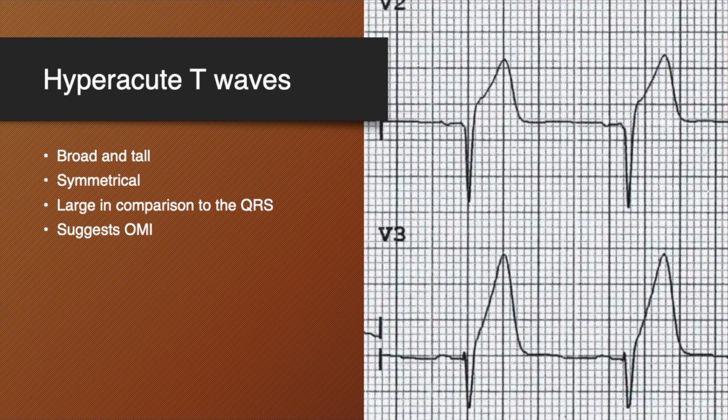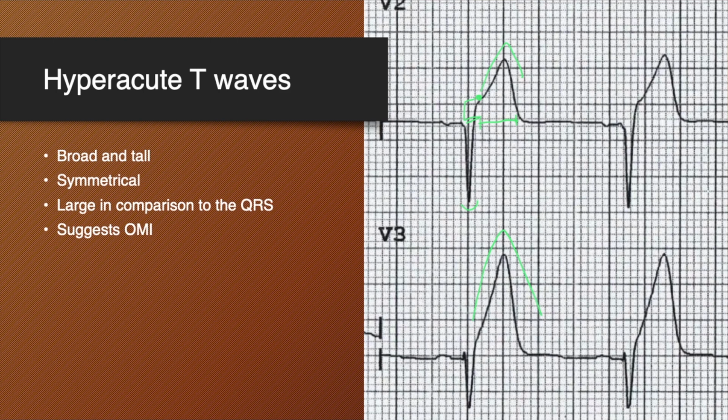Now in this case, not only do we have these tall, broad T waves, look how wide this T wave is in comparison to the QRS complex. It's huge, way out of proportion. But not only do you have hyperacute T waves, if you see right here, this is about where the J point is, you have very obvious ST elevation here. So just based on the ST elevation alone, you would call this an OMI, but I just wanted to show you what these hyperacute T waves can look like.